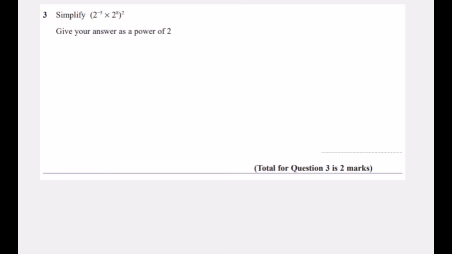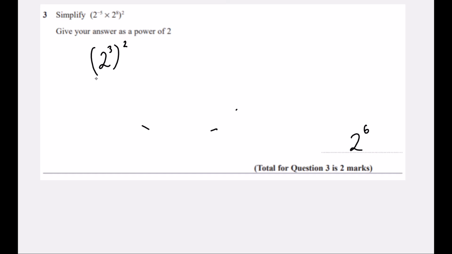Question 3. Simplify 2 to the power of -5 times 2 to the power of 8, all squared. Give your answer as a power of 2. So when we multiply indices, we add the powers. So for the bit inside the bracket, -5 plus 8 is 3. So that's going to be 2 cubed squared. And when we have a bracket, we just times these powers. So 3 times 2 is 6. So the answer is 2 to the power of 6.